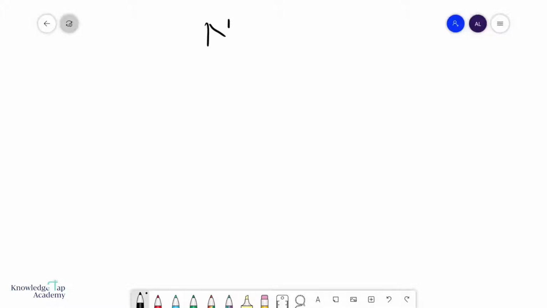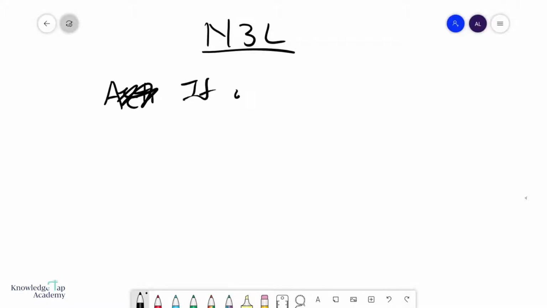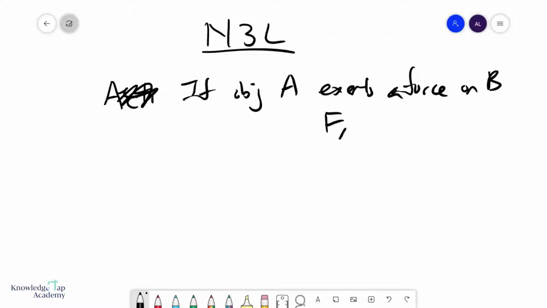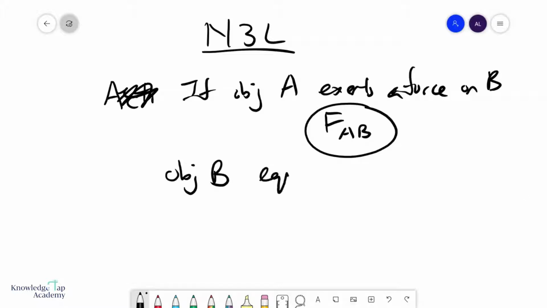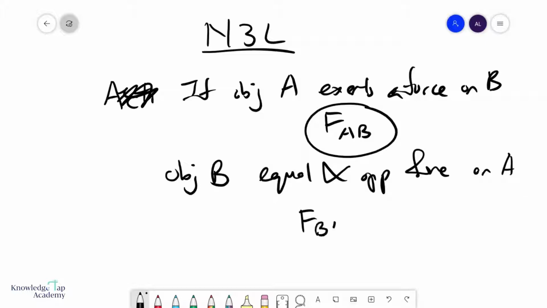What is Newton's third law? Now, Newton's third law says that for every action, let's do this another way. If object A exerts a force on object B, let's call this FAB, then of course object B has to exert an equal and opposite force back on A, and let's call this FBA.